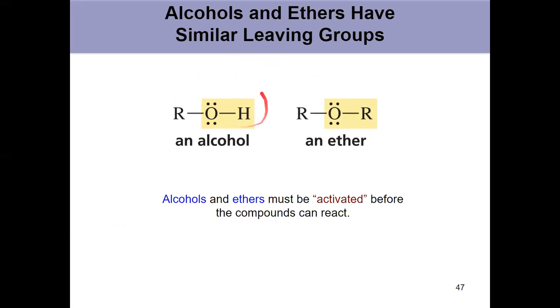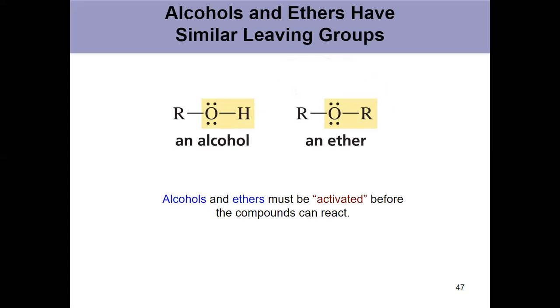And if we think about that OH leaving group and that OR leaving group, they're actually pretty similar to one another. They have nearly the same basicity. If we're thinking about pKa's, we got about a 15.7 here and a 15.5 over here. So on their own, they would still be strong bases, so they'd be a bad leaving group. Just like an alcohol, an ether has to be activated before it can react.